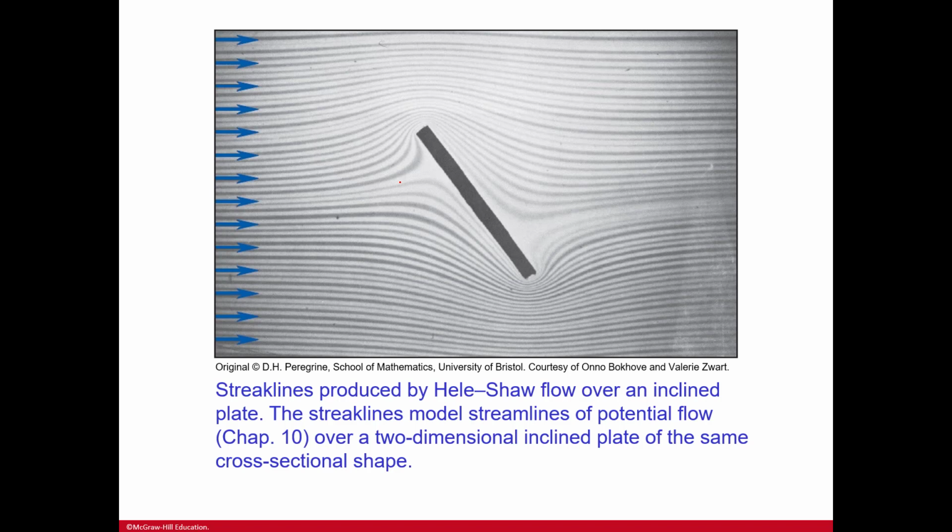Here are streaklines that are produced by the Hele-Shaw flow over an inclined plate. And we know that the plate is stationary because if it was moving, you would have a lot of turbulence here. But we don't have that, so we know this plate is stationary. It's staying and the fluid is flowing over. Streaklines model streamlines of potential flow over a two-dimensional inclined plate of the same cross-sectional shape.